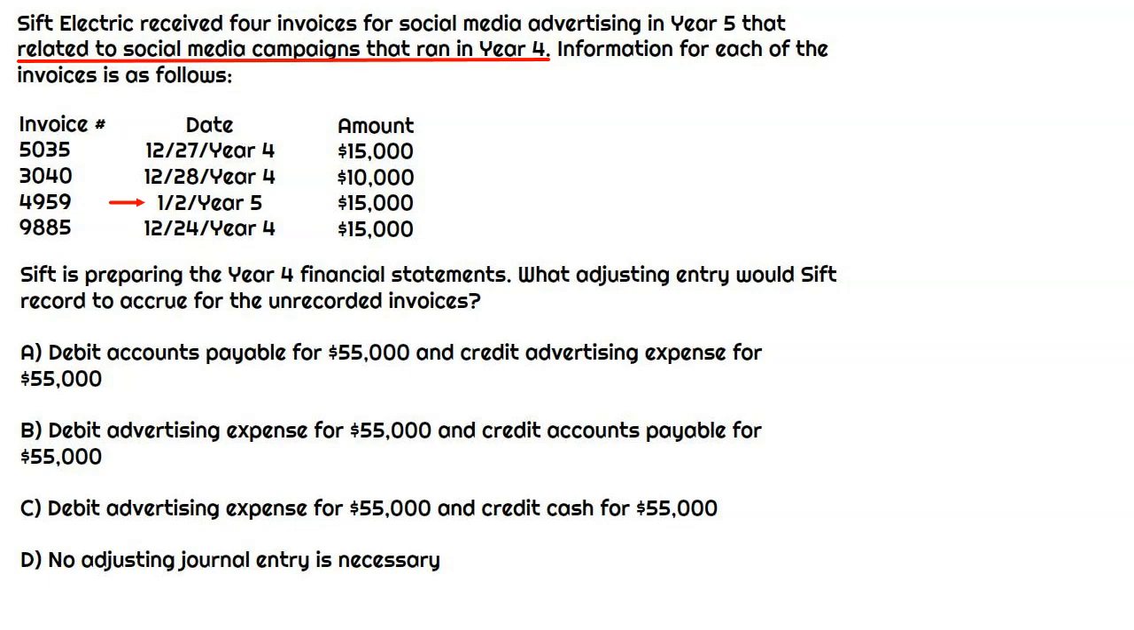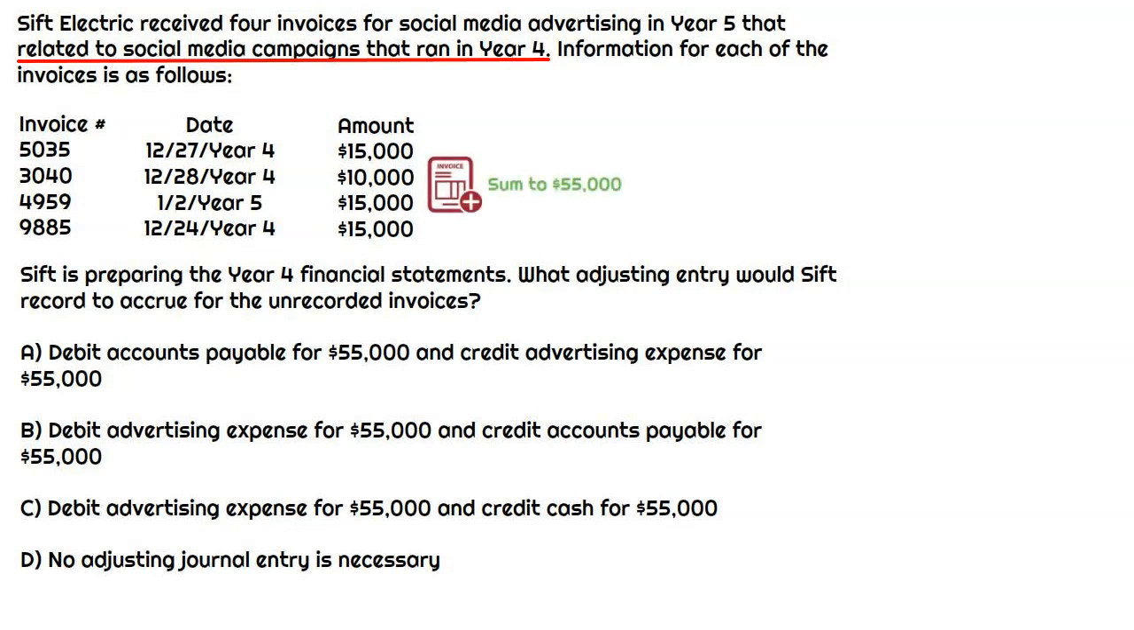And the thing is, it doesn't matter when it's dated, when it's received, it just matters when the service was incurred, right? Or the expense should be incurred. And that would be in year 4 because that's when those social media campaigns were run, right? So all of these were unrecorded invoices, meaning the company should have recorded them as of 12/31 year 4, but they didn't. So they'll need to record an adjusting journal entry to make sure all 4 of those invoices are properly captured in the financial statements.